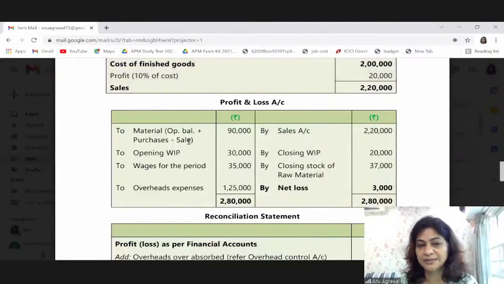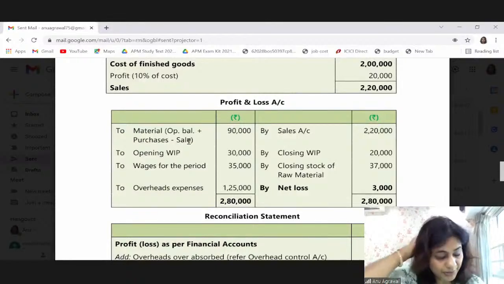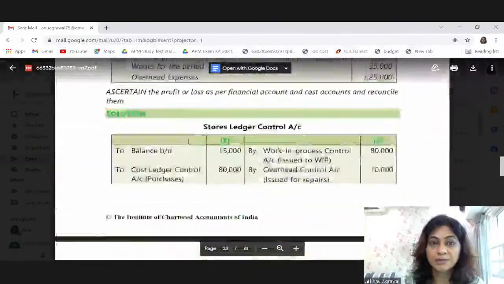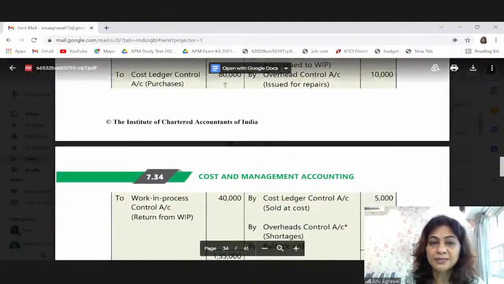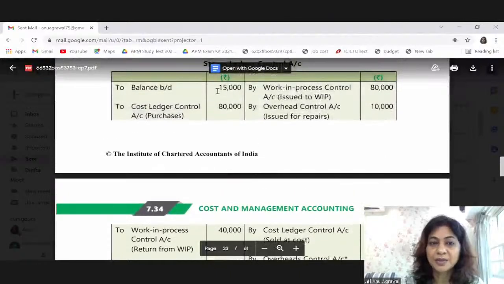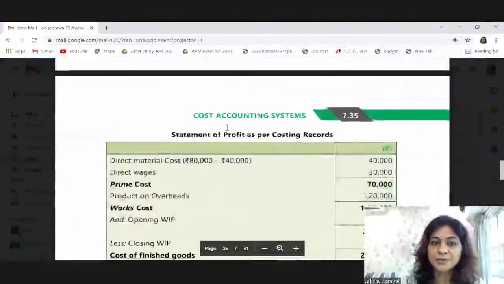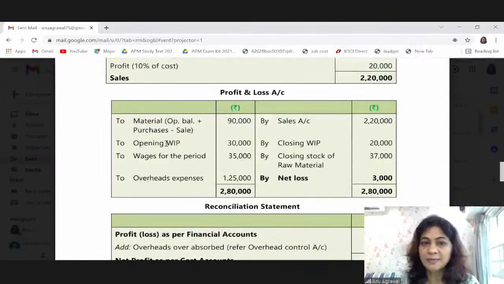Material opening plus purchases minus sale is going to be figures. So opening balance is given in the store ledger control account. Can you look at it? Right. Opening plus purchases. So 15 plus 80. This is what you must be thinking. That material, how has this figure of 90,000 come up?